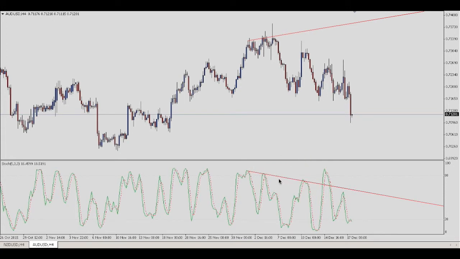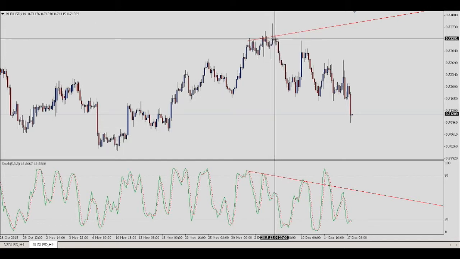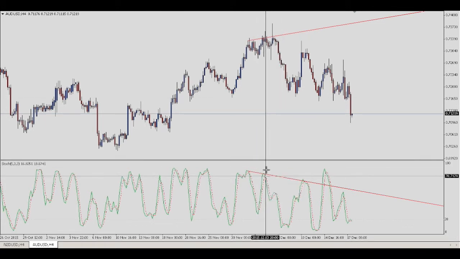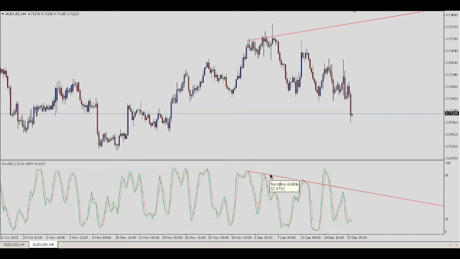Once this crossed over, you could have taken a short about right here. You would have been about 40 pips in the hole on this wick, but if you survived all that, you would have made about 150 pips. So you can use the stochastics as a divergence indicator as well. It's not the best. We recommend either RSI or MACD. So that's what the stochastic oscillator can be used for.